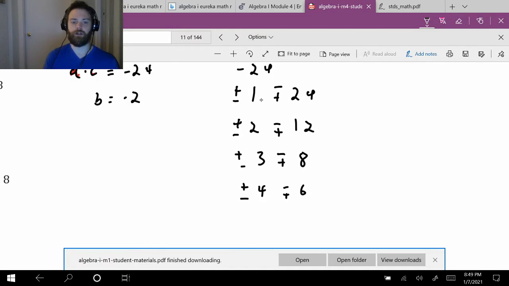So if I take a look here, 1 minus 24 is negative 23, and then negative 1 plus 24 is positive 23. 2 minus 12 is negative 10, negative 2 plus 12 is positive 10. 3 minus 8 is negative 5, negative 3 plus 8 is positive 5. 4 minus 6 is negative 2, and then negative 4 plus 6 is positive 2. And that's about it.